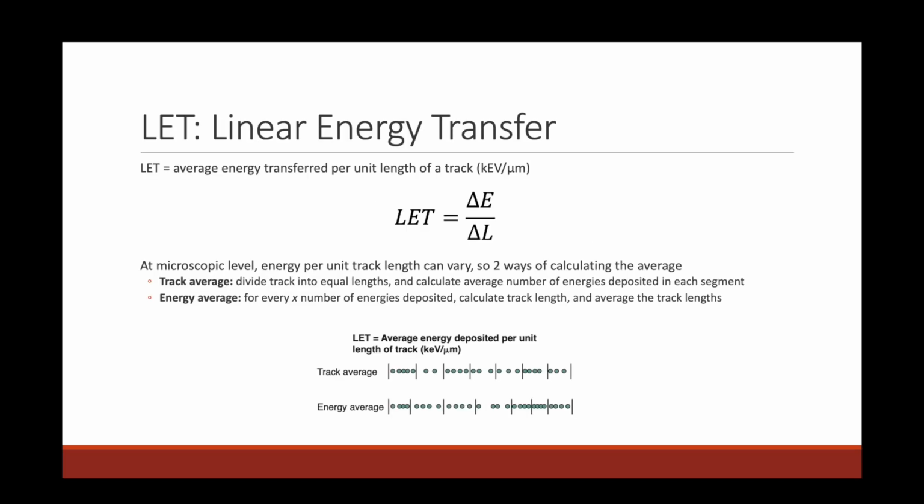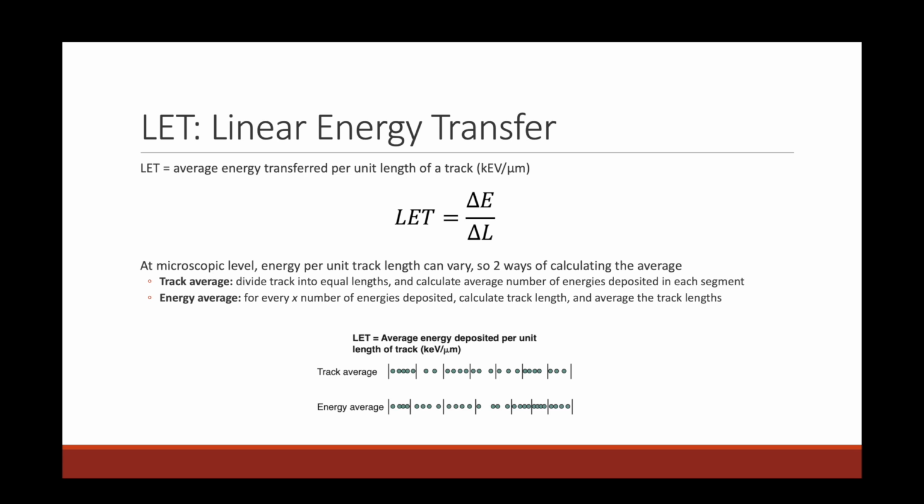LET is the average energy transferred per unit length of a track, and it can be measured in kiloelectron volts per micrometer. If we want to write out a formula for LET, it's the change in energy over the change in length: how much energy is transferred per unit length of a track. If we look at a very microscopic level for any given molecule, the energy per unit track length can vary. So there are two different ways of calculating the average.